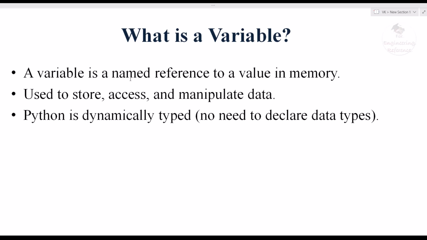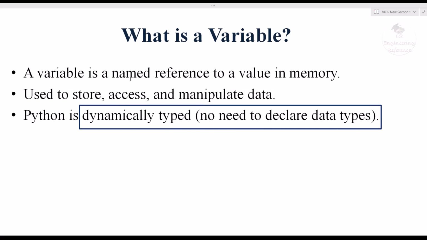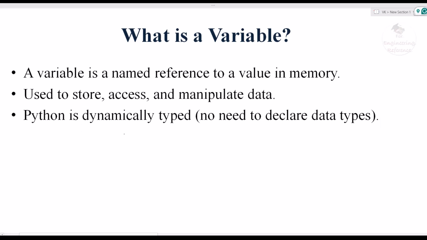A variable in Python is a named reference to a value stored in memory. It allows us to store, access and manipulate data easily. Python is dynamically typed, meaning we don't need to declare the data type of variables explicitly. For example, we have the value 10 and it is stored in the memory, and we use some name to reference this value, and this is called a variable.